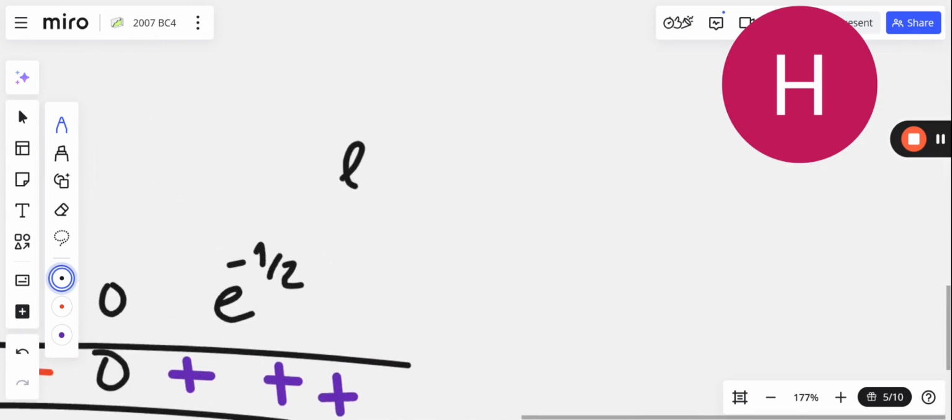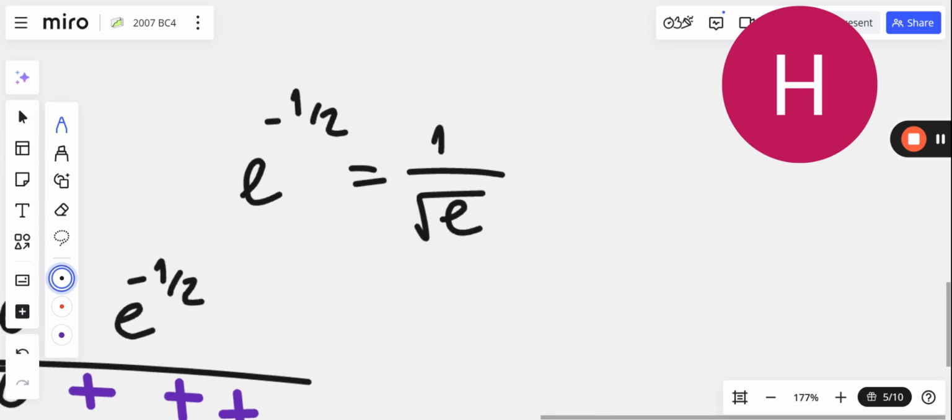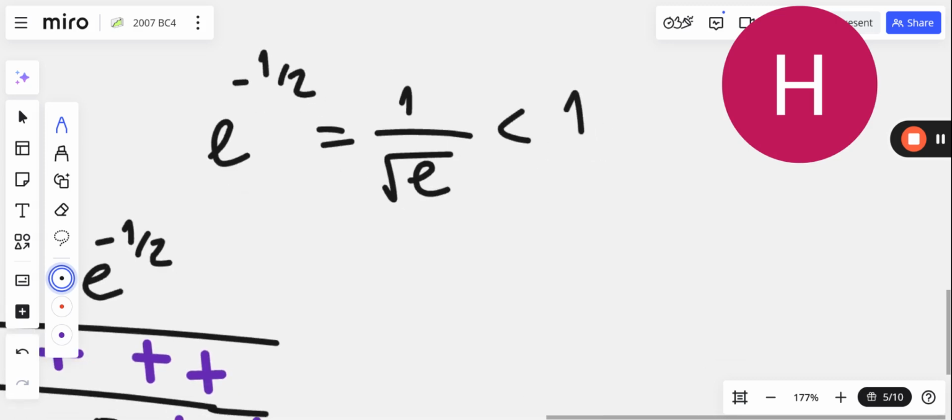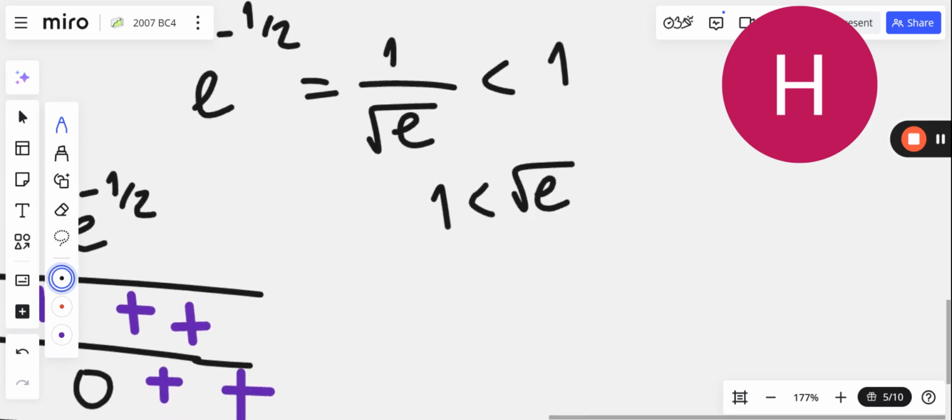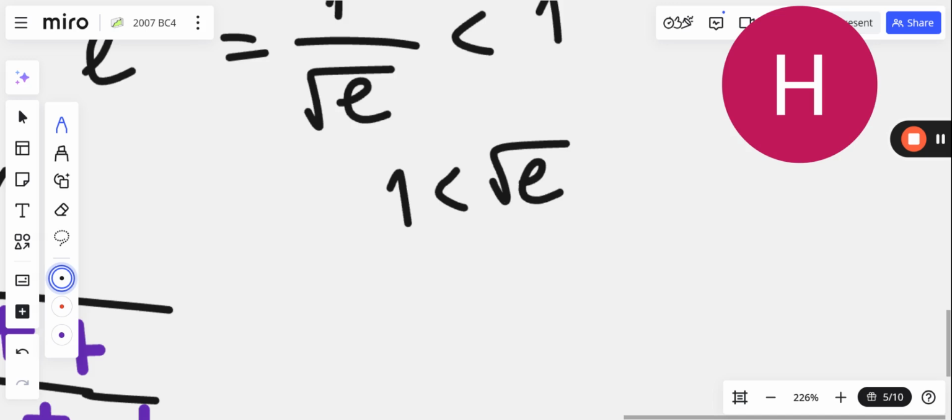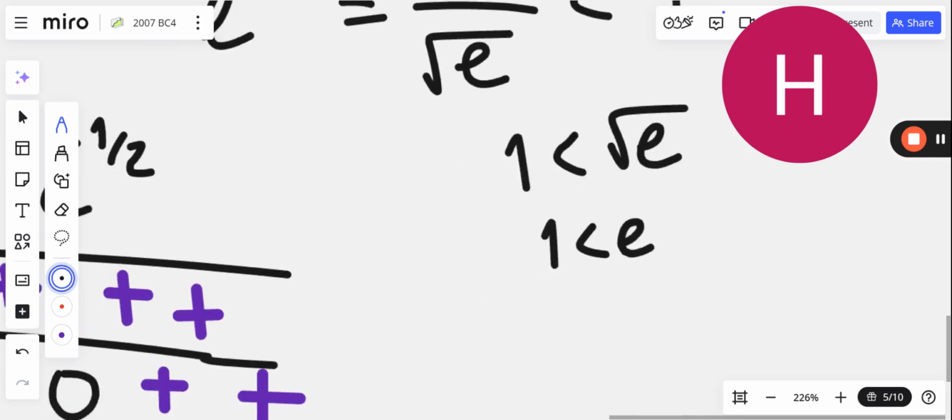How do we know that for sure? Well, e to the negative 1/2, which is 1 over the square root of e, I claim that it's less than 1. And this should make sense because if I multiply both sides by square root of e, the square root of it is definitely more than 1. And if you don't believe me, square both sides and you'll get that e is definitely bigger than 1. So its square root has to be bigger than 1.